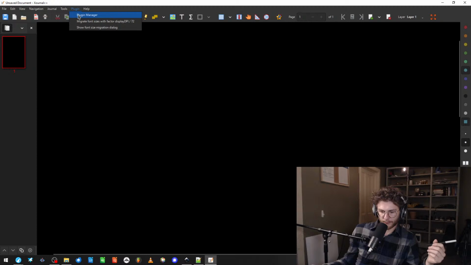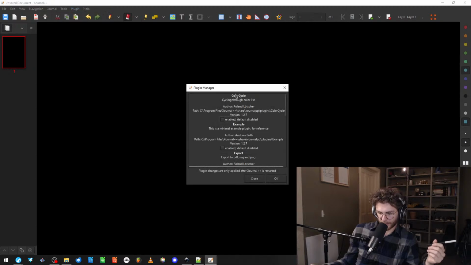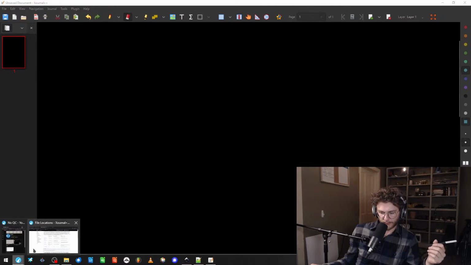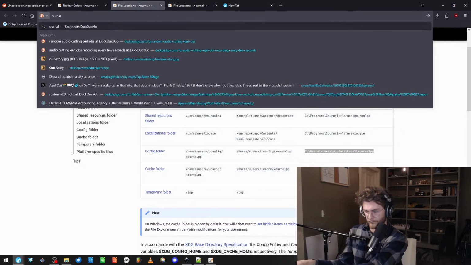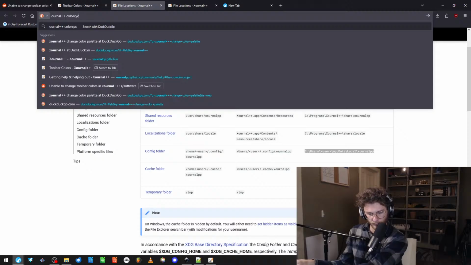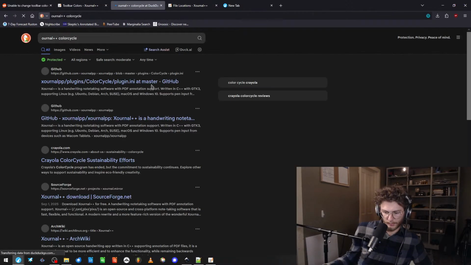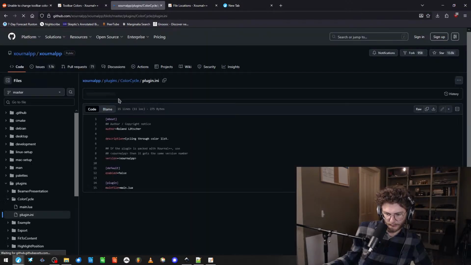Let's see. I'm not going to get super distracted here, but plugin manager, color cycle, cycling through color list, author, enabled default. Okay, let's enable it. Okay. Now, what does color cycle do? Let's look up color cycle plugin.